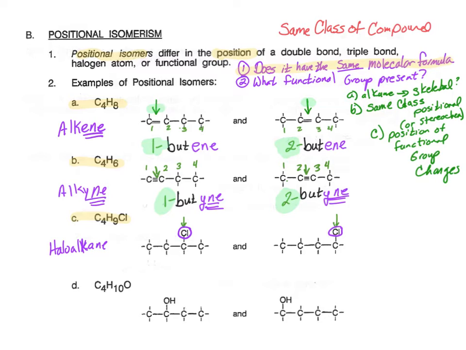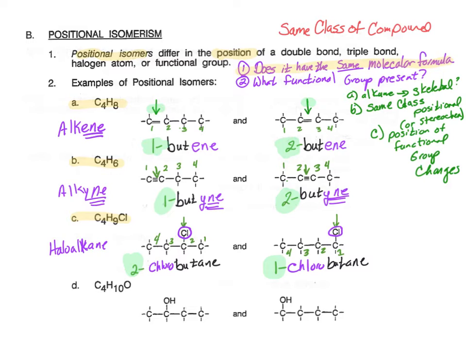We need to check it with the name. We see that they are both butanes, and they both have chloro groups, so they're both chlorobutanes. Now let's see what position it is. On the first one, it's on number 2. Make sure you count this backwards with the lowest number you can for the chlorine. And on the second one, it's on number 1. So we have a 2-chlorobutane and a 1-chlorobutane. Those two are positional isomers.